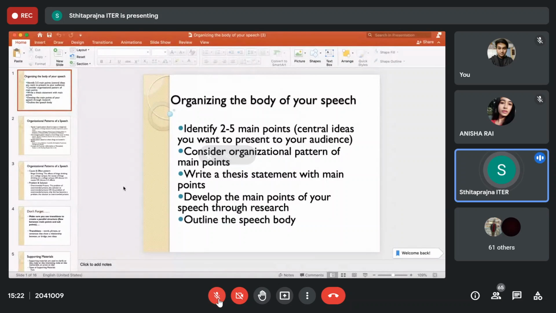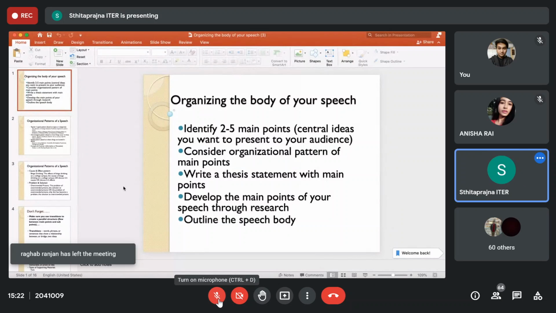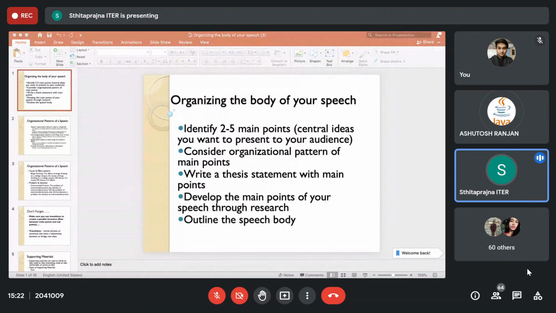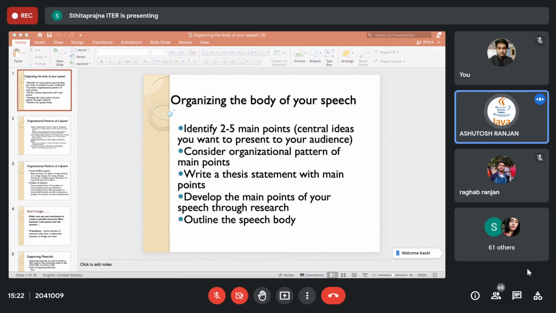Organizing the body of your speech. Identify 2 to 5 main points. Central idea you want to present to your audience. Consider organizational pattern of main points. Write a thesis statement with the main points. Develop the main points of your speech through research. Outline the speech body.